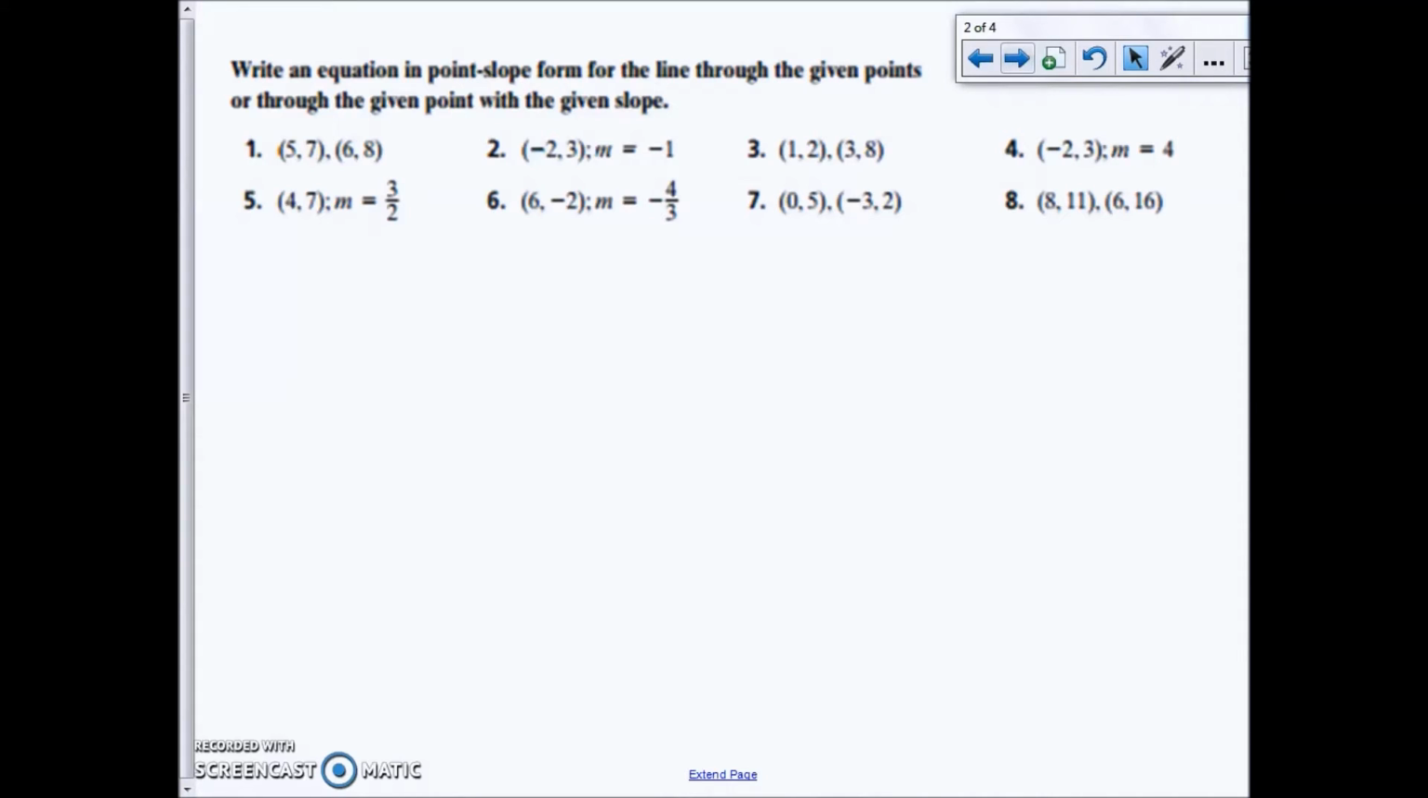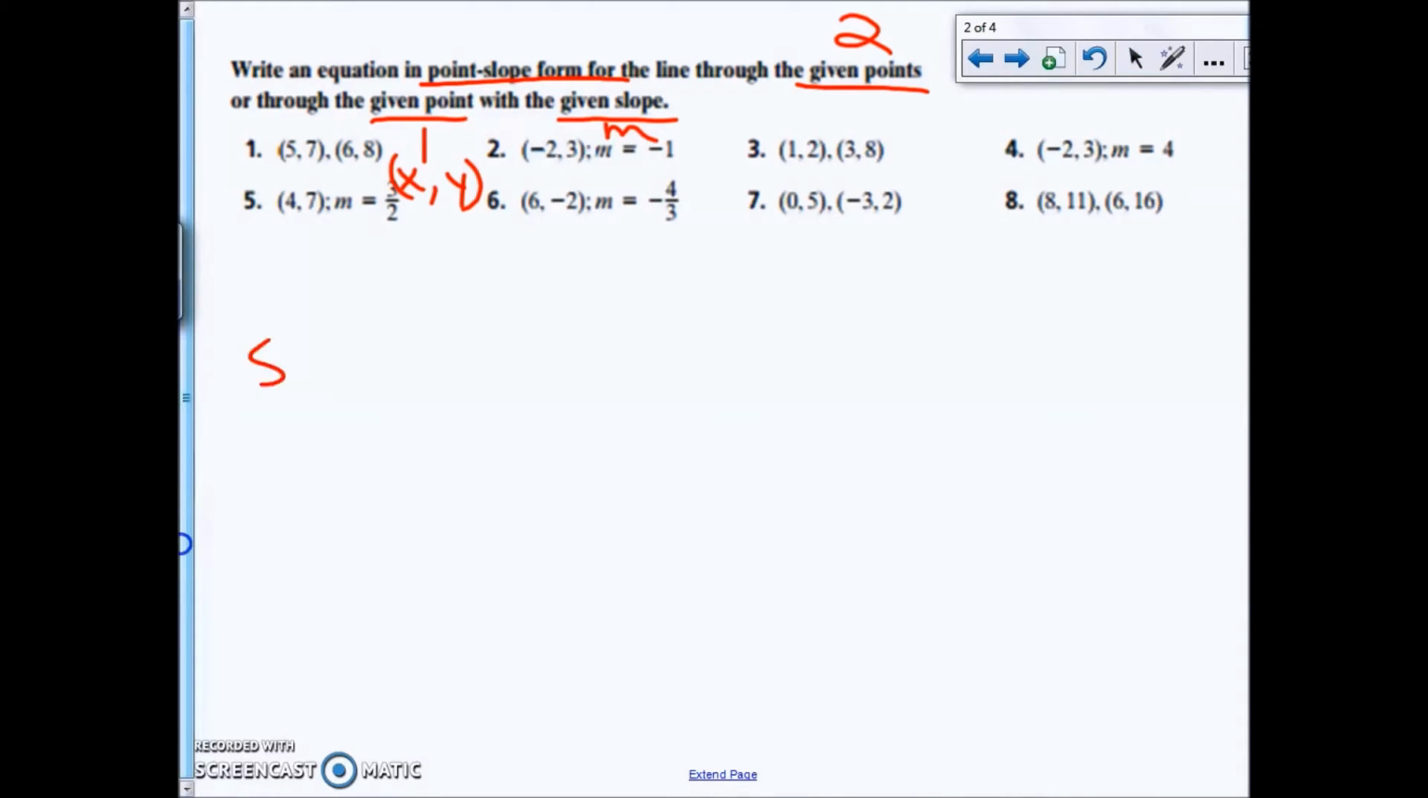So here we have, it says write an equation in point-slope form. Again, very key to read the directions for the line through the given point. So the given point, so they could give us 2 points, that's one possibility, or through the given point, they could give us 1 point, and they could also give us, okay, our slope. And our point here looks like x comma y. That's an ordered pair. 2 points would be 2 of those.